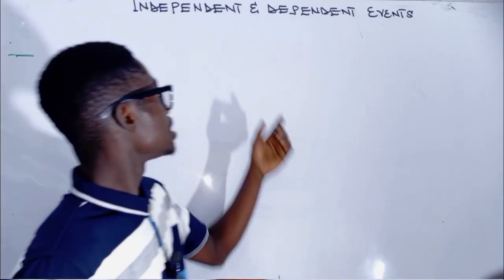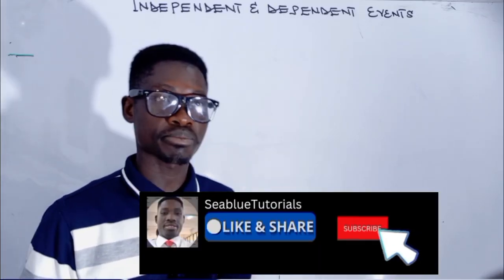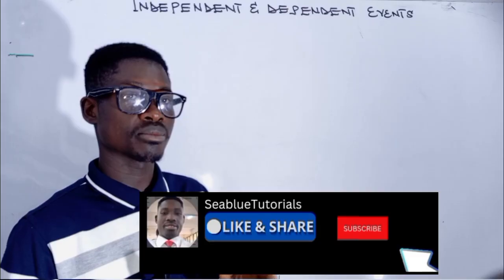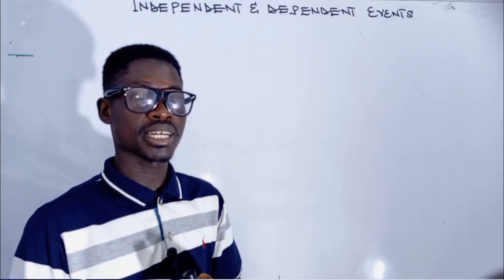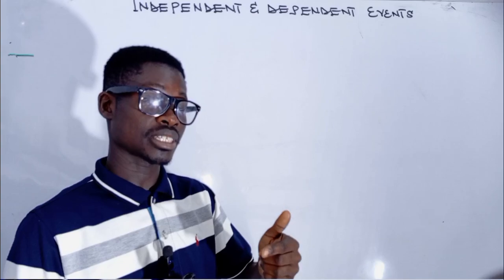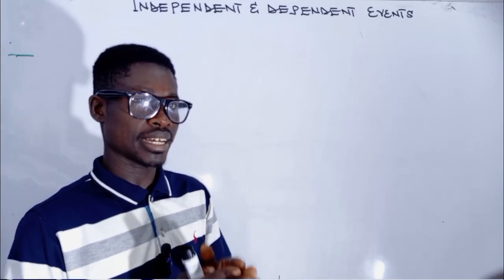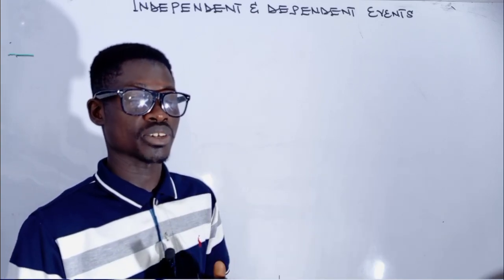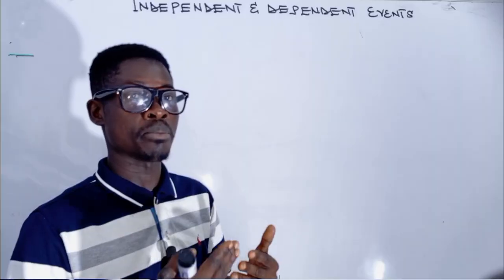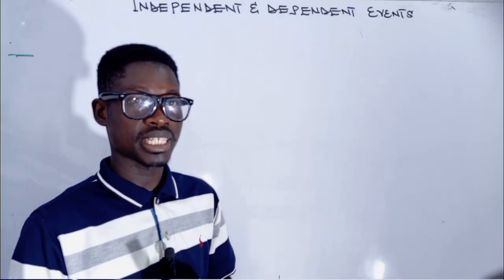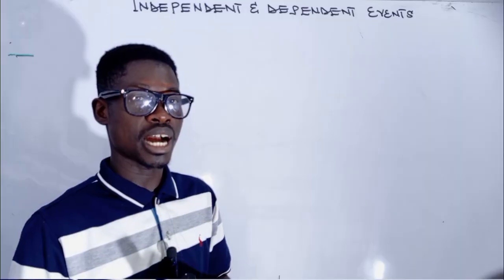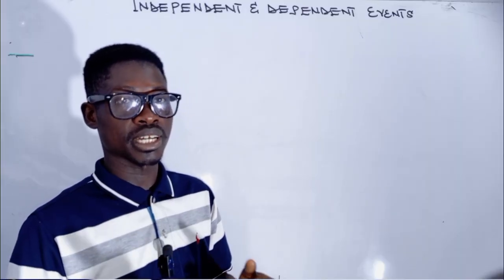So let's start with the independent event. What is it? Two events are said to be independent if the occurrence of the outcome in the first event doesn't have any influence or does not affect the probability of the outcome of the second event. Then we are saying that these two events are independent events.